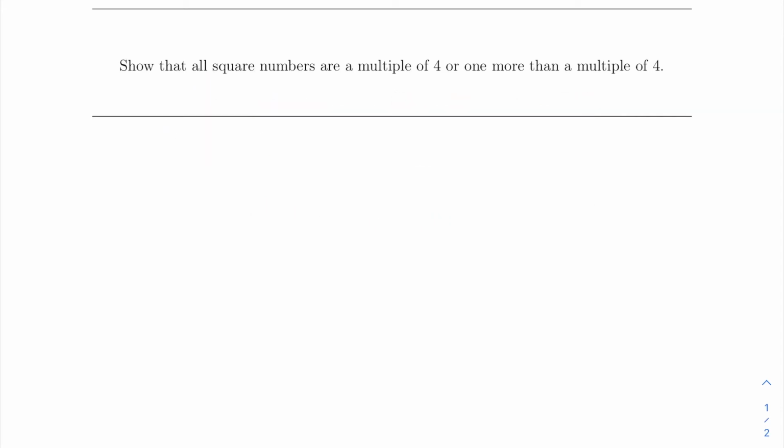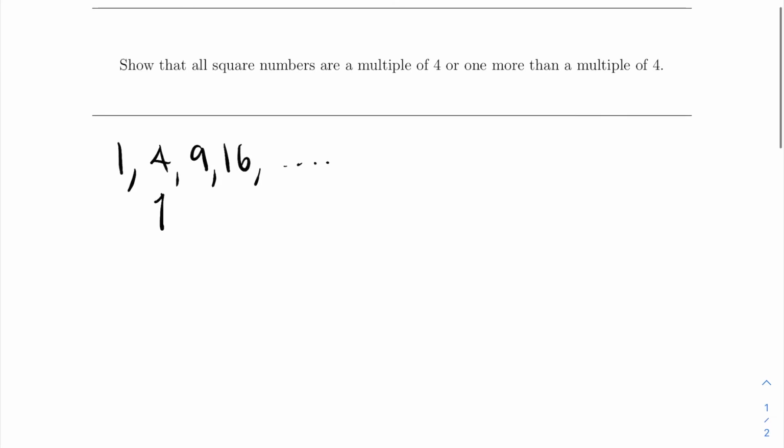So here I'm being asked to show that all square numbers are a multiple of 4 or one more than a multiple of 4. So if you think about what square numbers you know, 1, 4, 9, 16 and so on, we can see we've got a multiple of 4 here, multiple of 4 here, one more than a multiple of 4 here and here. So it seems that that would be the case, but we have to prove algebraically that this is true for all square numbers.